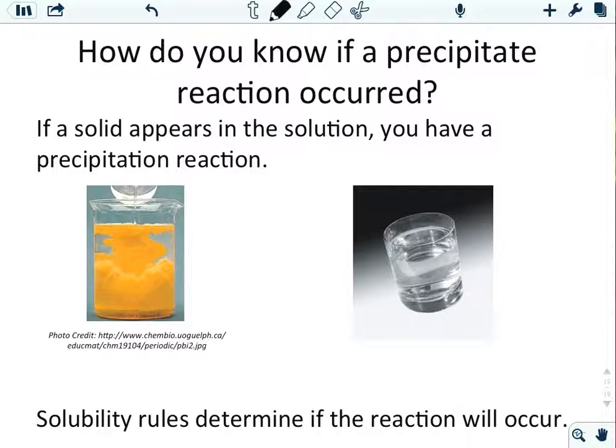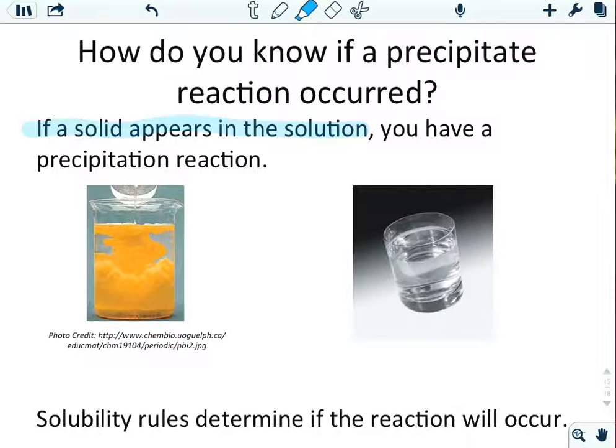So how do you know if a precipitate reaction has occurred? The three types we're focusing on: precipitate, oxidation reduction, and then neutralization. Okay, how do I know if a precipitate reaction occurs? If a solid appears in solution, you have a precipitate reaction.